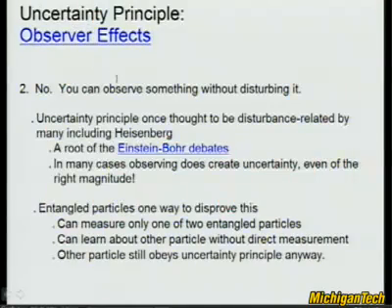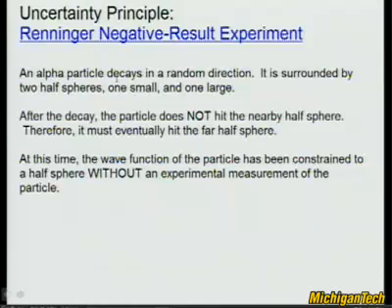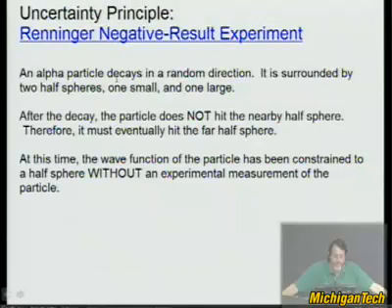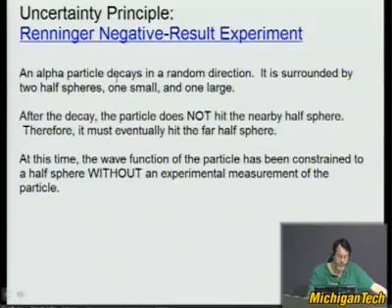And there's another way to do this. It is the Renninger negative result experiment. Let's say you have an alpha particle that decays in a random direction. It is surrounded by two half spheres. Then after the decay, the particle does not hit the nearby half sphere. Therefore, without measuring anything directly about the particle, without disturbing it, you know that particle will hit the other half sphere. It's a very simple experiment, but it gets to the root of whether the uncertainty principle is based on disturbing particles or not.